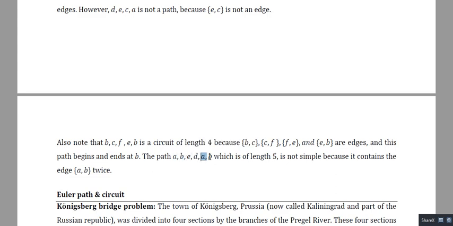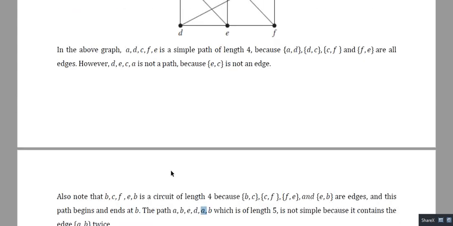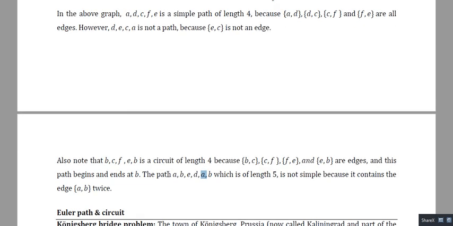Already told you, a path is simple if there is no edge repetition, and a path is elementary if there is no vertex repetition. Just keep it in mind. So this is all about today's class. In the next class we shall discuss different types of paths and circuits. As per your syllabus, we have the Euler path and Euler circuit, and also the Hamiltonian path and Hamiltonian circuit.